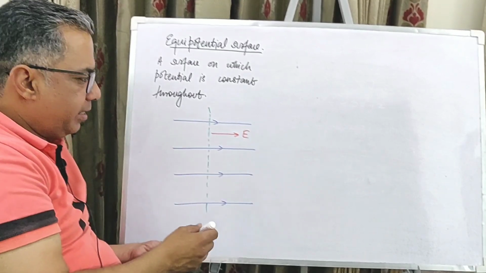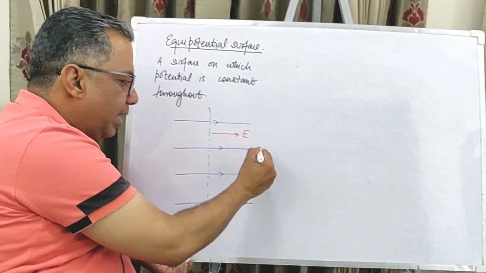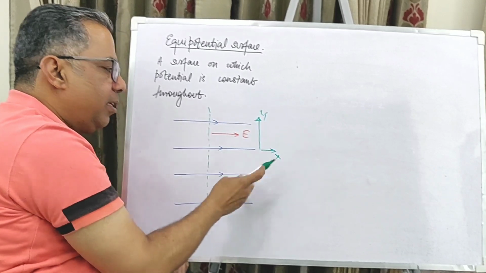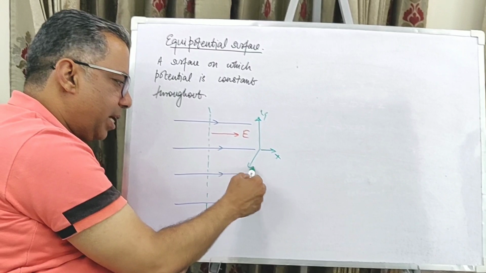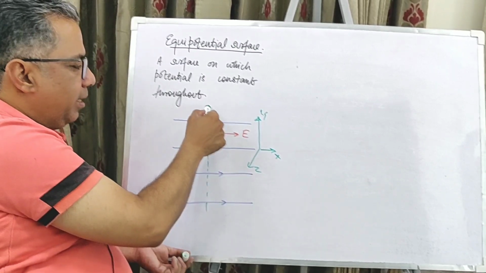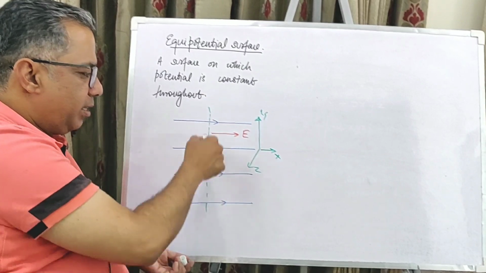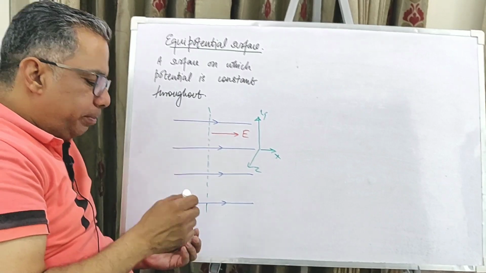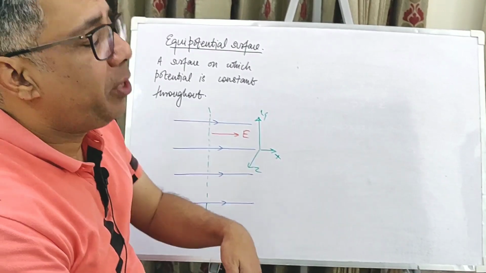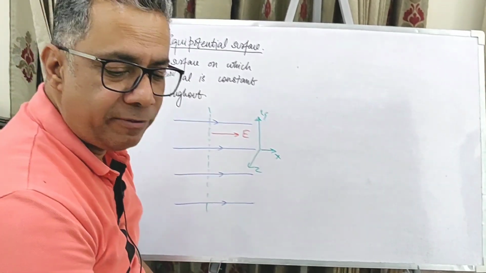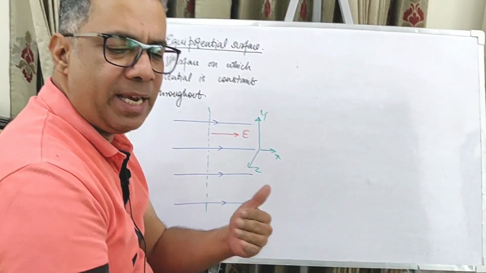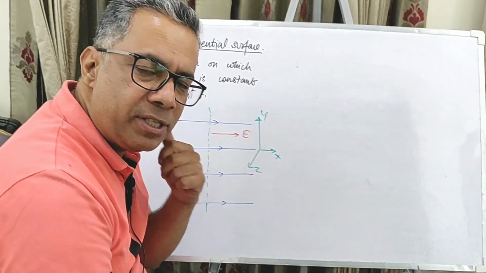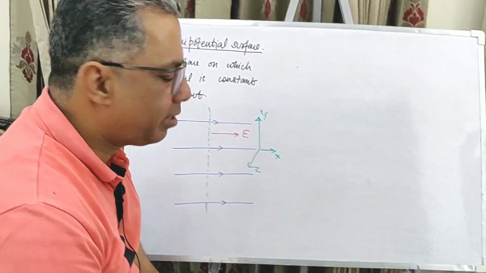So if electric field is in this direction, let's say this is the x-axis direction, this is y, and perpendicular to this board is z, then in this case the equipotential surface is a plane surface which is parallel to the yz plane. So in fact, if you ever wish to draw an equipotential surface, all you need to do is follow the electric lines of force. Draw a surface which is perpendicular to all the lines of force everywhere, and you get your equipotential surface.